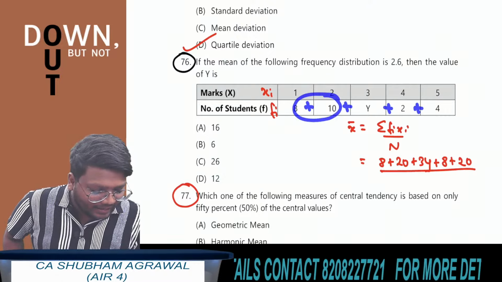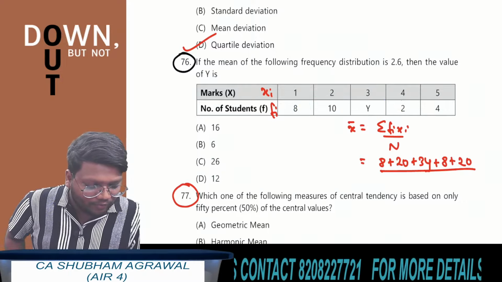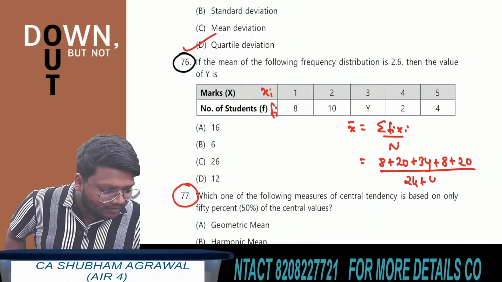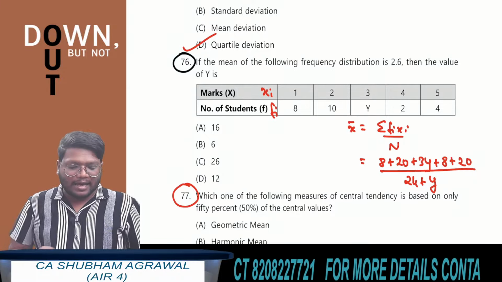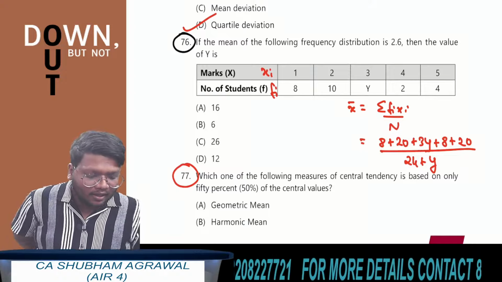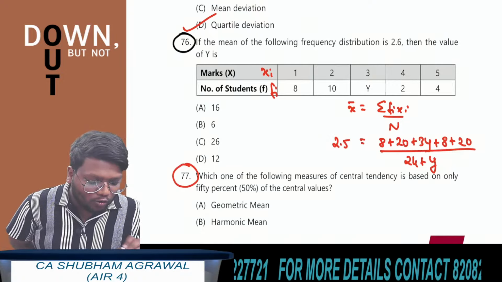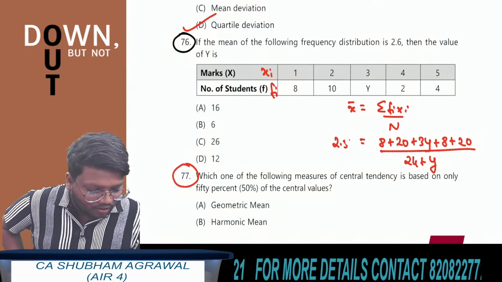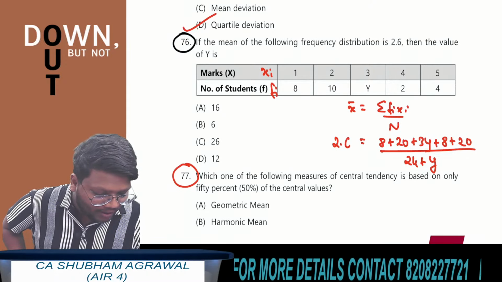8 plus 10 is 18. 18 plus 2 is 20. 20 plus 4 is 24. You can write 24 plus y in the denominator. Okay. Capital N is 24 plus y. Mean of this simple frequency distribution is 2.6.